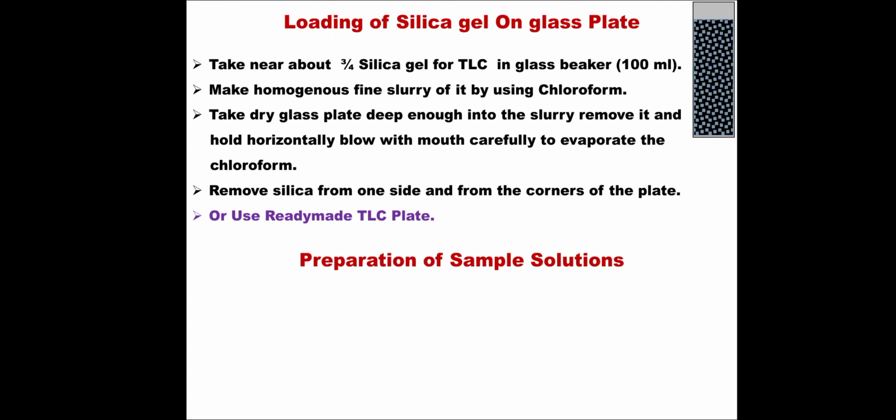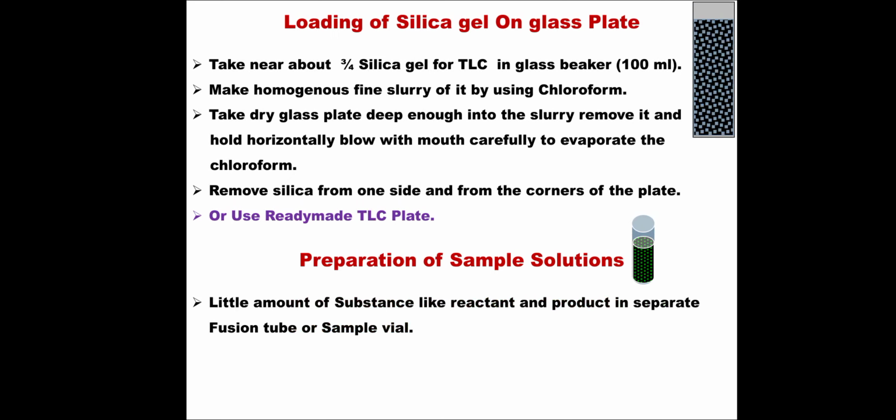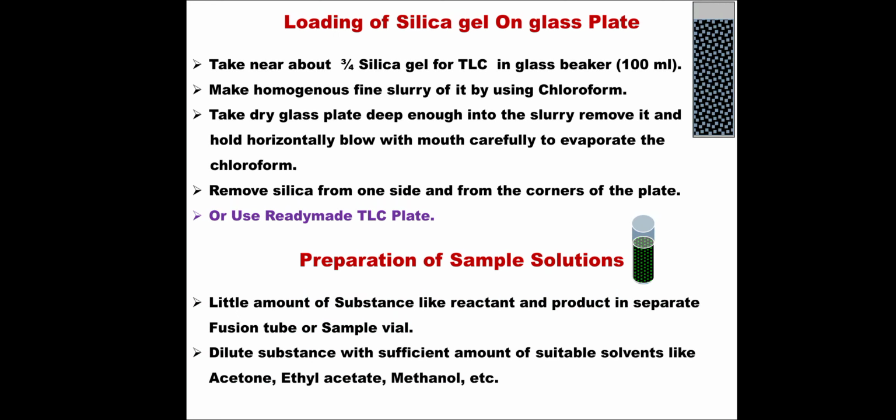Second part, that is the preparation of sample solutions. For the sample solution preparation, you have to take a little amount of substance, that is the reactant and product, in separate fusion tubes, or you can use sample vials, and dilute the substances with a sufficient amount of suitable solvent. Means your solvent should be such that your substance must be soluble in it. For example, you can use acetone, ethyl acetate or methanol as a solvent.